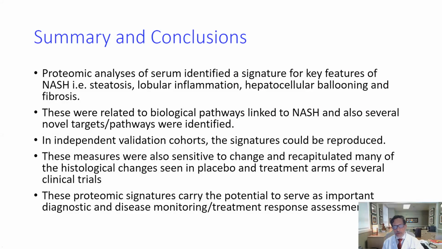So to wrap up, in summary, proteomic analysis of serum can identify a signature for key features of NASH, that is steatosis, lobular inflammation, hepatocellular ballooning, and fibrosis. These are related to biological pathways linked to NASH, and several novel targets and pathways were also identified. In independent validation cohorts, the signatures could be reproduced.